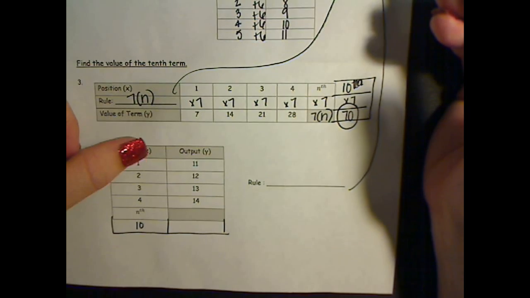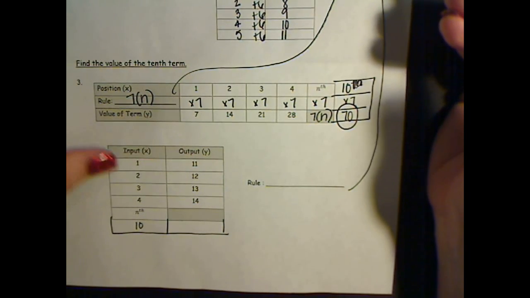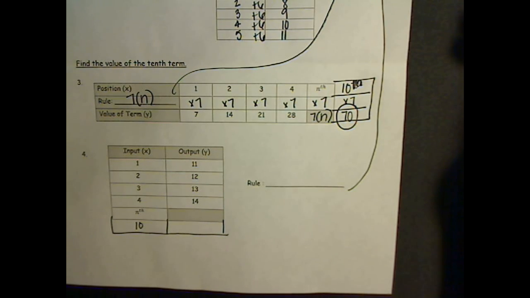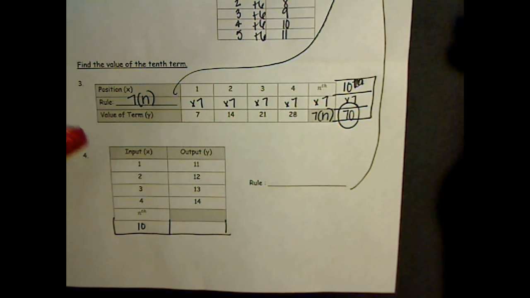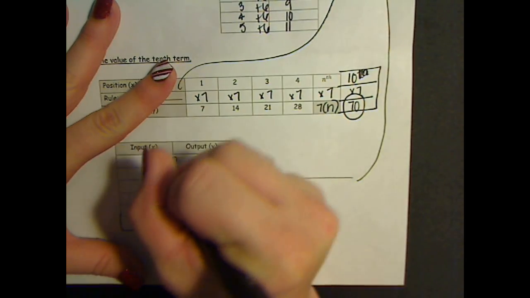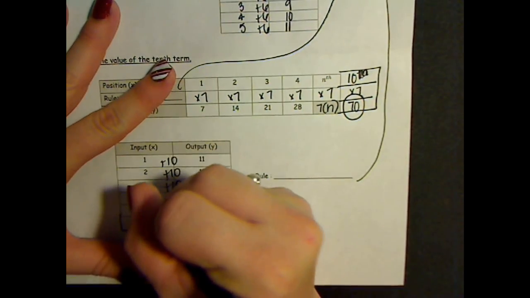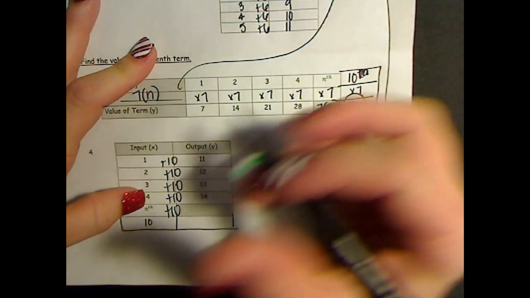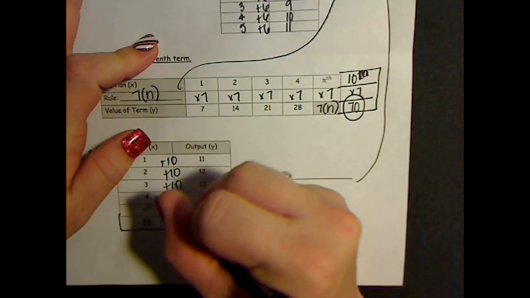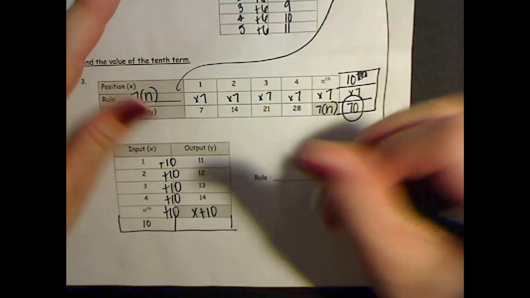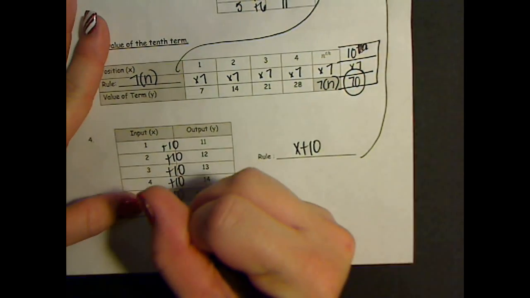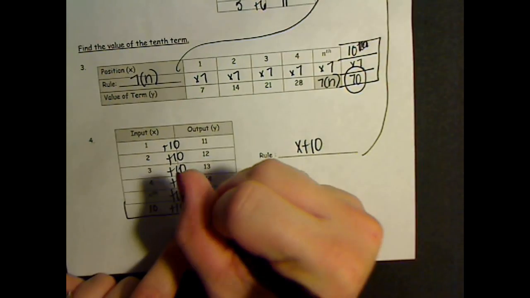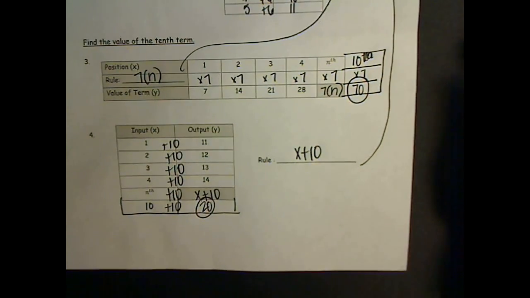Well, 1 plus 10 is 11. Is 2 plus 10 12? Yes, so far so good. Is 3 plus 10 13? Yeah. Is 4 plus 10 14? Yeah. So it looks like I'm adding 10 each time. So my rule would be n, or x, excuse me, plus 10. I'm adding 10 to x to get y. So if I plug that in here, 10 plus 10 is 20. So my 10th term would be 20.